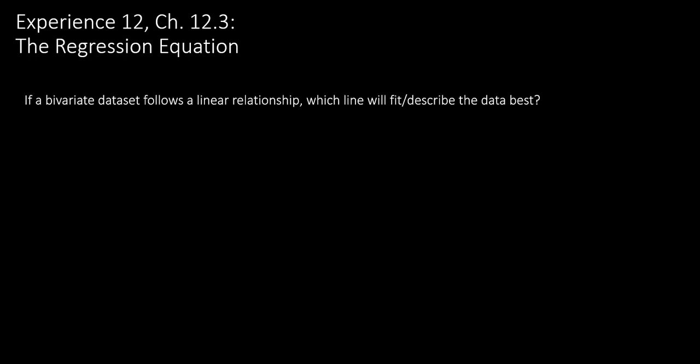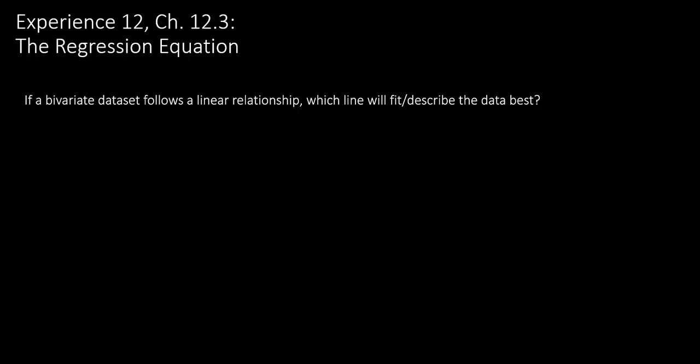Hello, in this video we're going to talk about the least squares regression equation. In the sense, we're talking about bivariate data, and if it follows a linear relationship, then how can we describe that relationship by putting a line to it? So how do we do that?